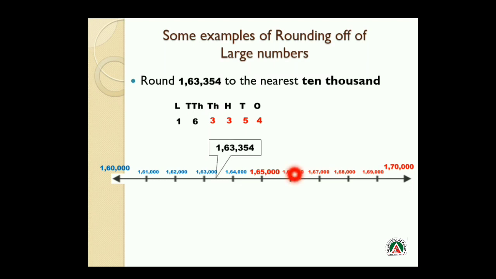Now we come to our original number, 1,63,354. As we can see, this number lies between 1,63,000 and 1,64,000, because after 1,63,000 some 354 might be there. If you add 354, it lies between 1,63,000 and 1,64,000.